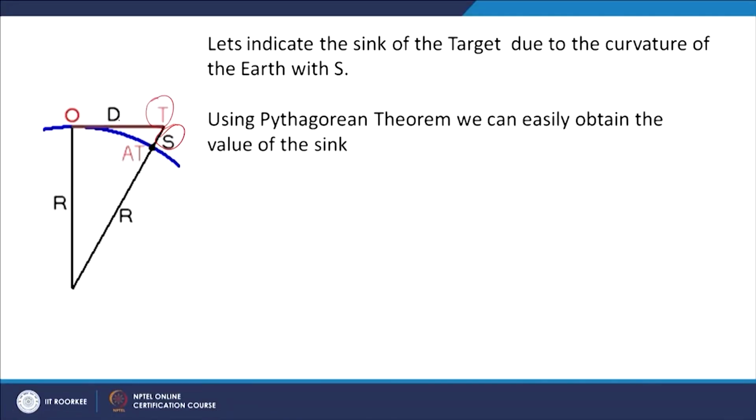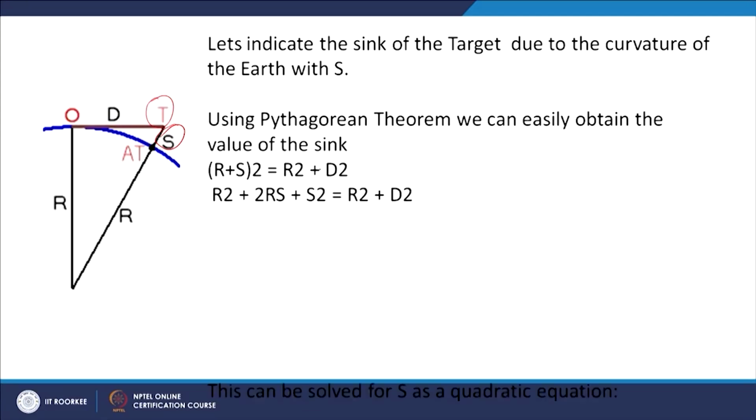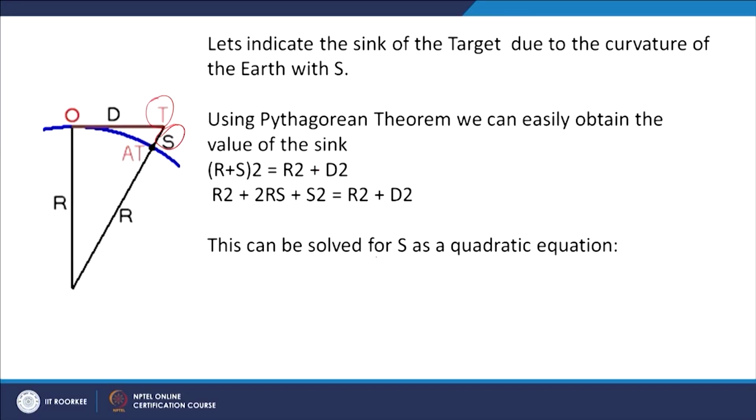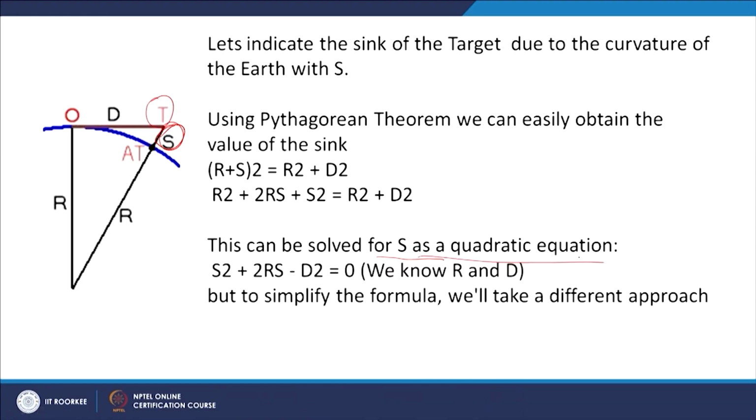Using the Pythagorean theorem, we can easily obtain the value of the sink, that means S. So, (R plus S) squared equals R squared plus D squared, and this can be solved for S, this part, that is the sink, as a quadratic equation. And we can also solve this issue as I am just discussing. So, when more distance is involved, there will be more sink.